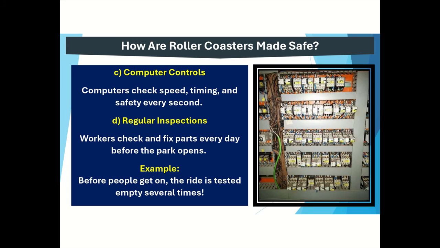How are roller coasters made safe? C. Computer controls. Computers check speed, timing, and safety every second. D. Regular inspections. Workers check and fix parts every day before the park opens. Example: before people get on, the ride is tested empty several times.